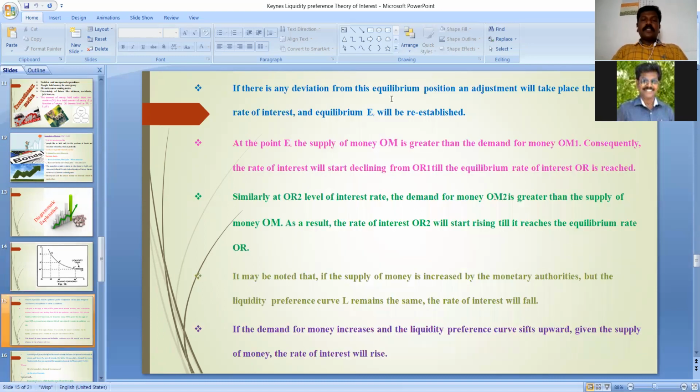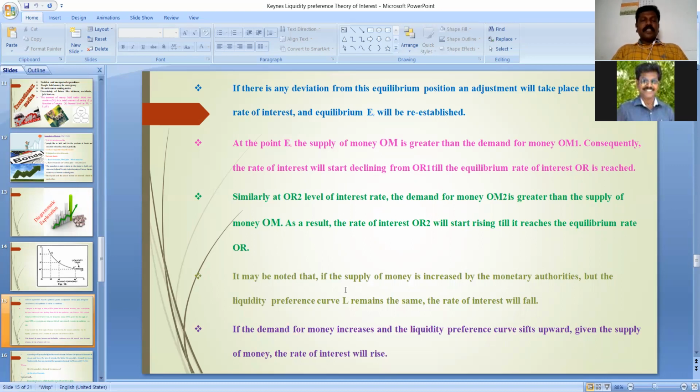If there is any deviation from this equilibrium position, an adjustment will take place through the rate of interest, and equilibrium E will be re-established. At this point, the supply of money OM is greater than the demand for money OM1. Consequently, the rate of interest will start declining from OR1 till the equilibrium rate of interest OR is reached. Similarly, at the OR2 level of interest rate, the demand for money OM2 is greater than the supply of money OM. As a result, the rate of interest will start rising till it reaches the equilibrium rate OR.